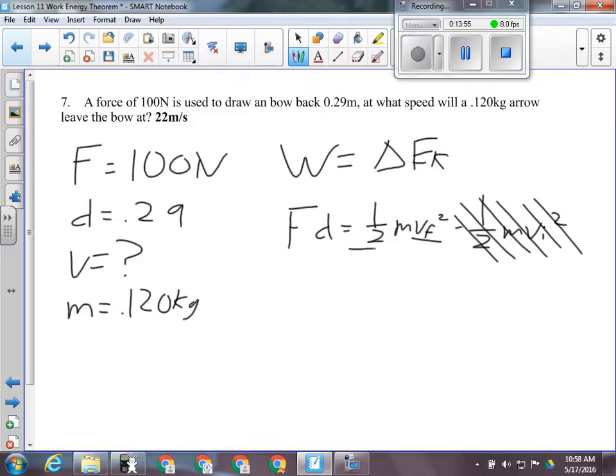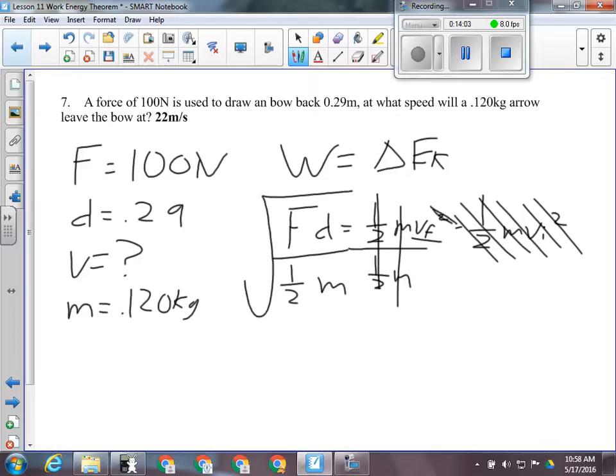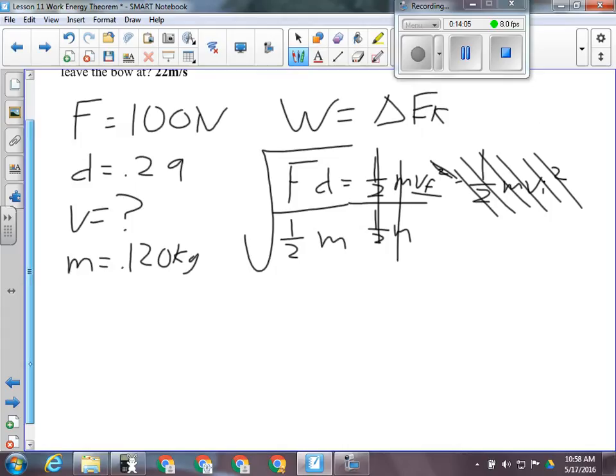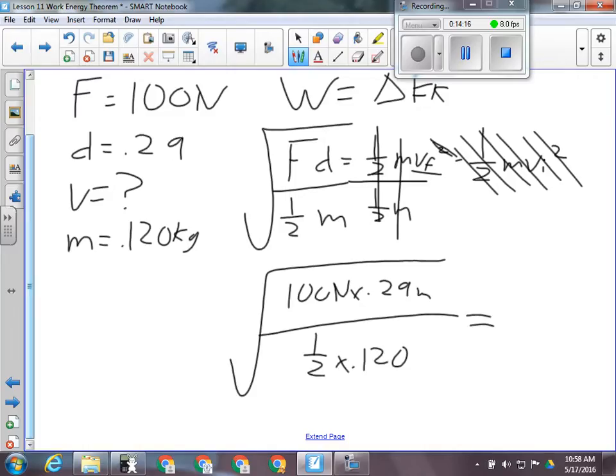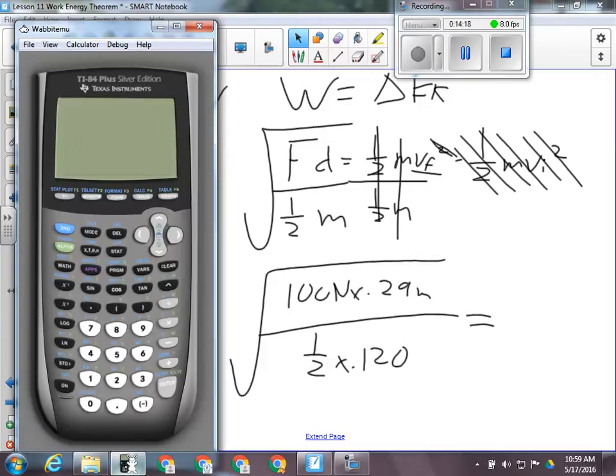All right, so I'm going to divide by 1/2 of m, and then square root to get rid of the square there. So when I plug in my numbers, 100 newtons times 0.29 meters divided by 1/2 times 0.120 should give me my speed out of the bow here.